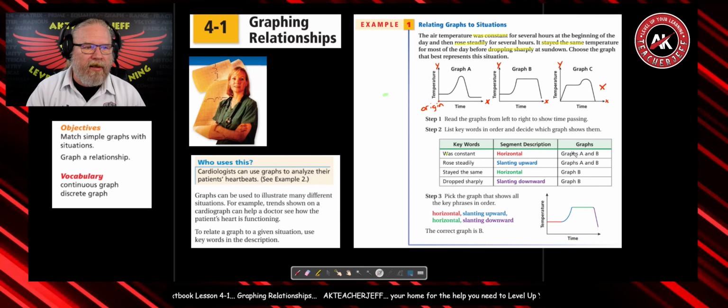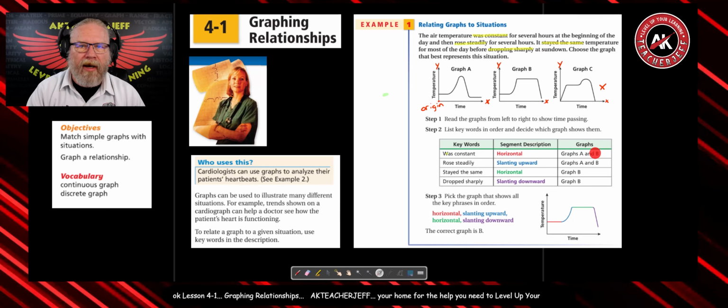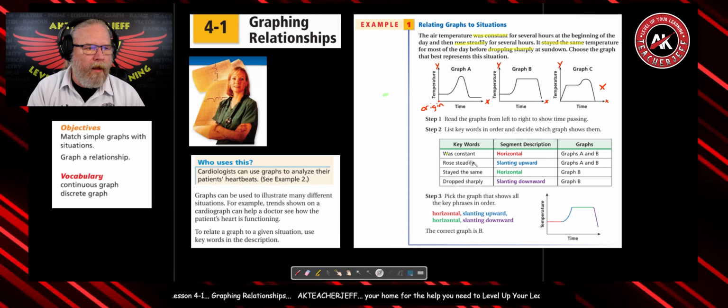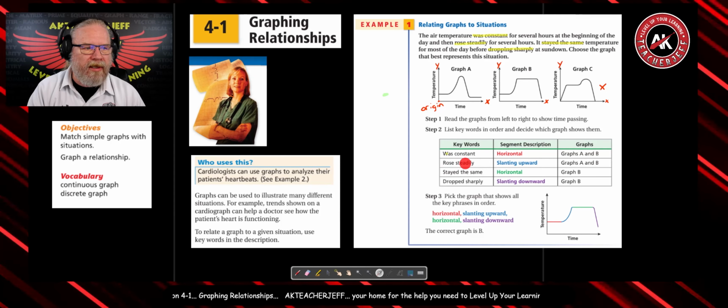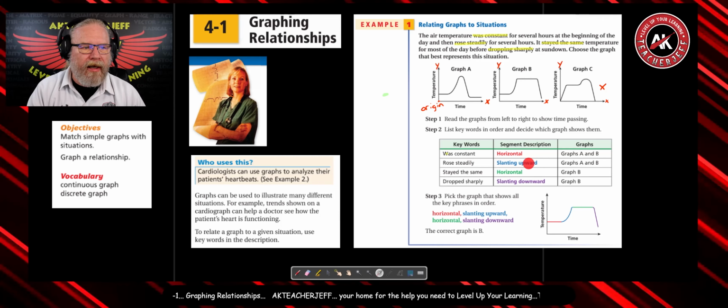And we see from our example here that graphs A and B are possible answers. The next keyword is rose steadily. We'll show that by a quick slanting up.